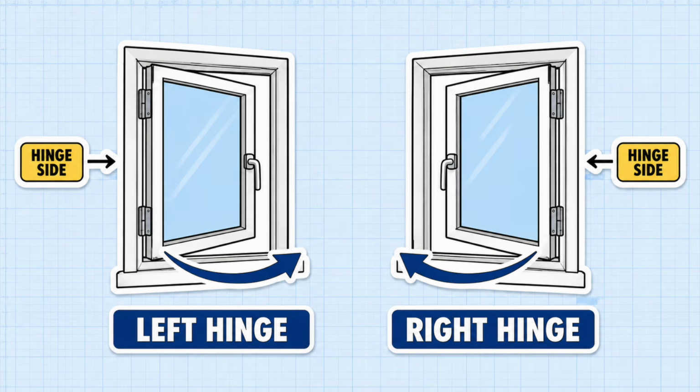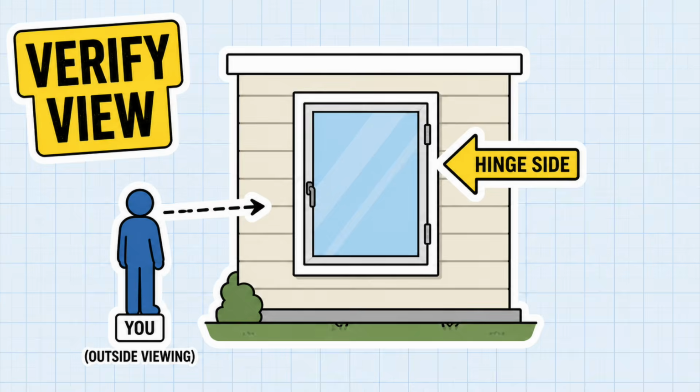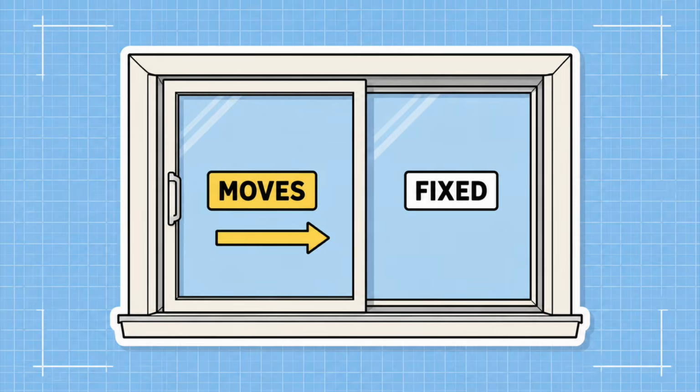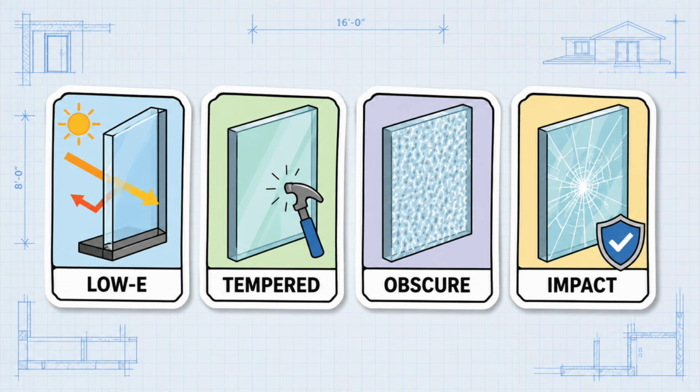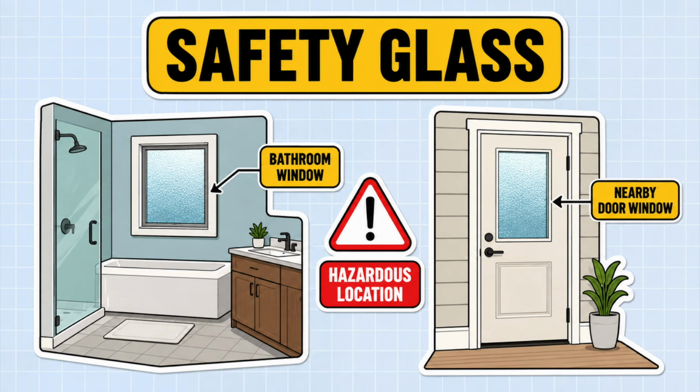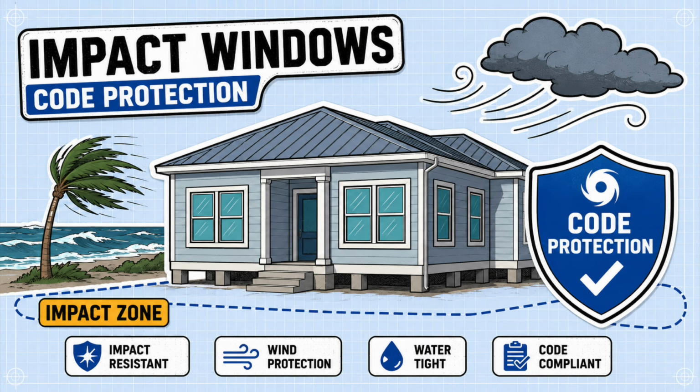Now, when ordering, know the direction the window opens. For casements, note the hinge side from the correct view the manufacturer asks for. For sliders, confirm which panel moves and which panel is fixed. For grills, decide if you want no grids, flat grids, simulated divided lights, or between glass grids. For glass, the big words are low E, tempered, laminated, obscure, and impact rated. Tempered safety glass may be required near doors, floors, tubs, stairs, or other hazardous locations. Impact rated windows matter in hurricane zones, but the exact requirement depends on your local code and exposure.